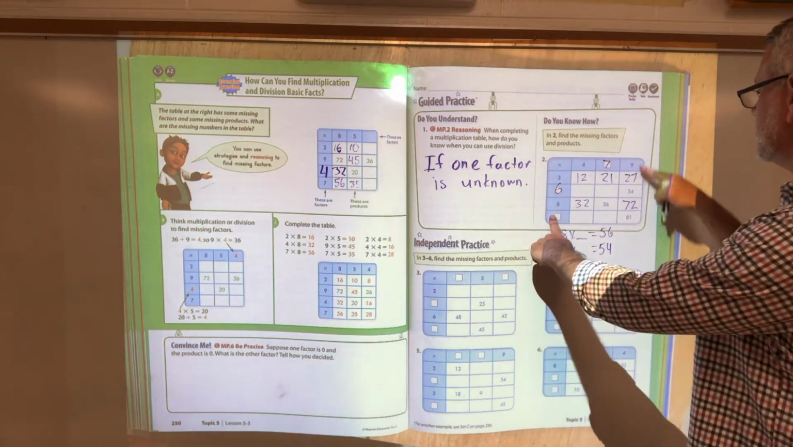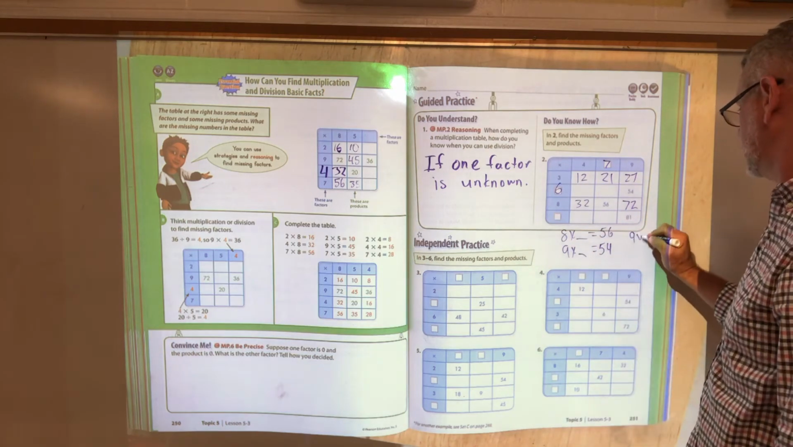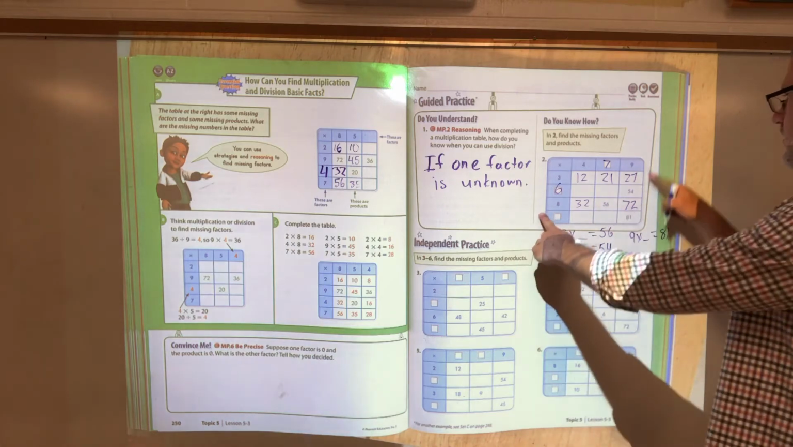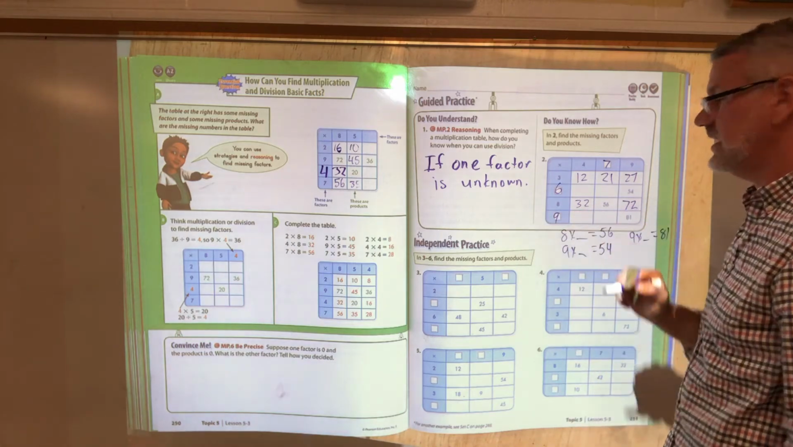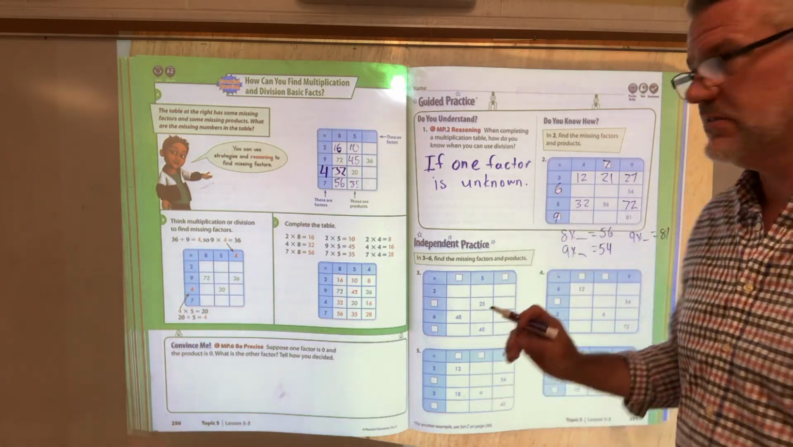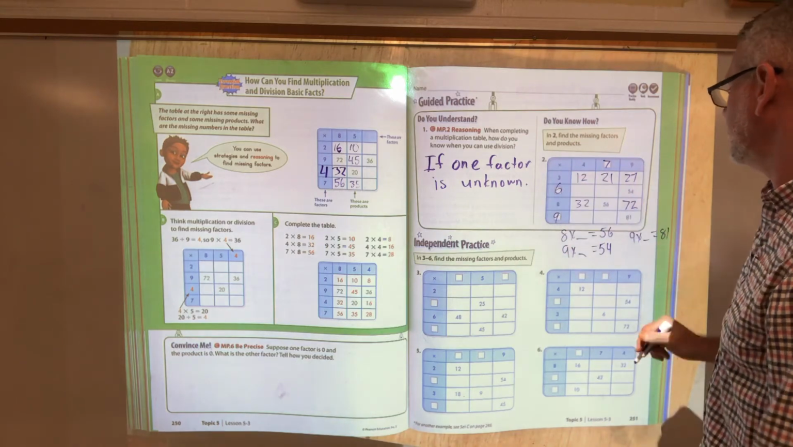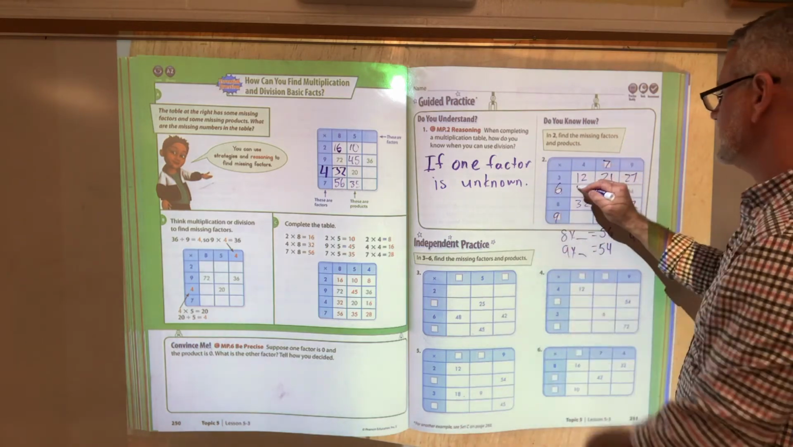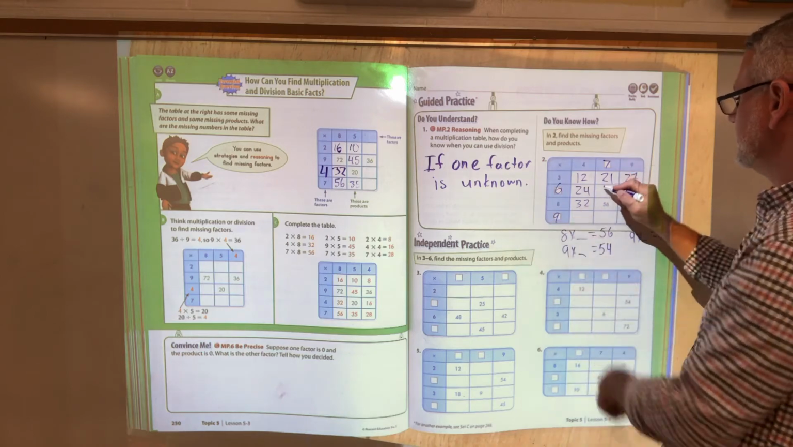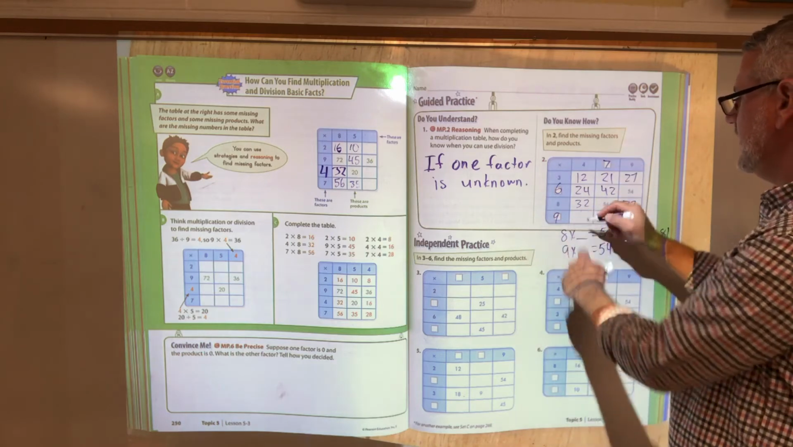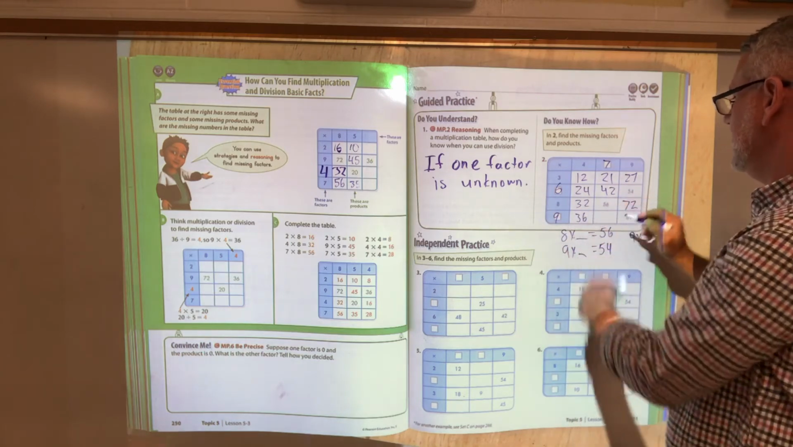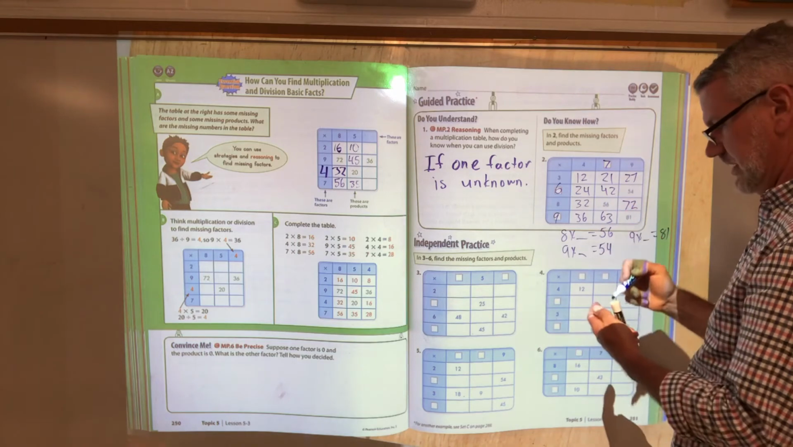And we know that something times 9 is 81. And that is a 9. Now we have all the factors going down and going across, and we can fill this in. 6 times 4 is 24. 6 times 7 is 42. 9 times 4 is 36. And 9 times 7 is 63.